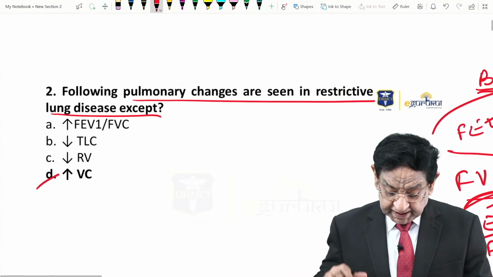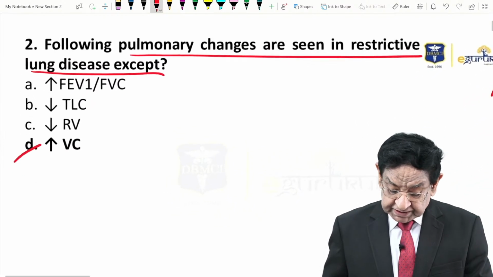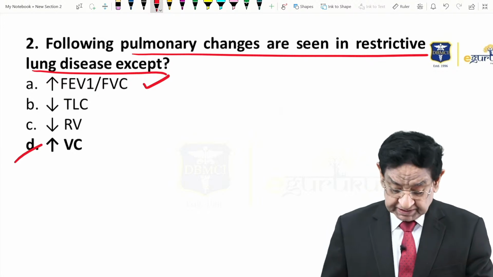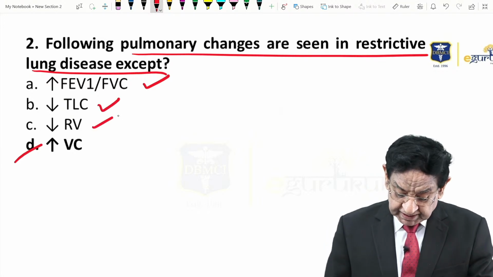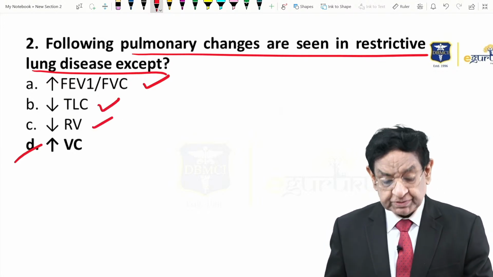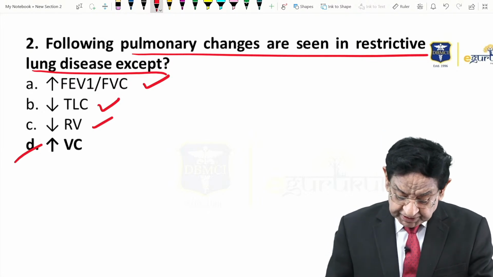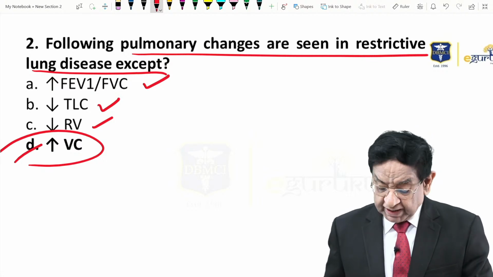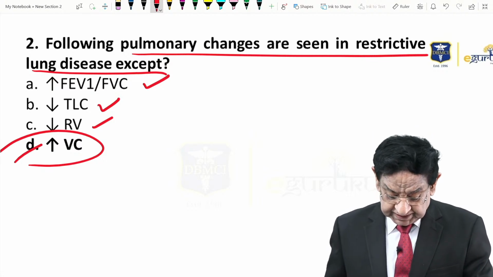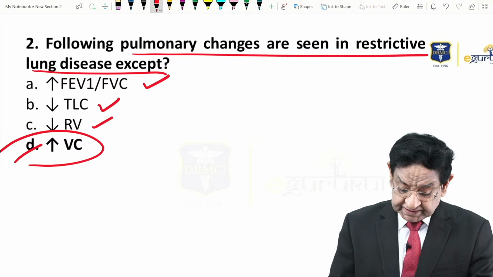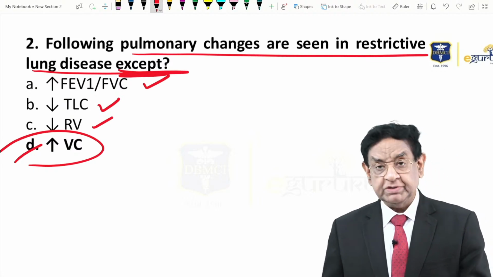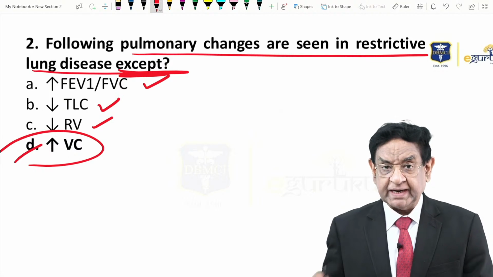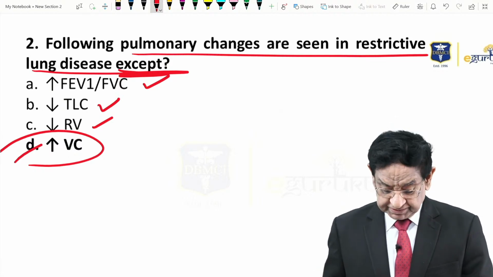With this background, in restrictive airway disease the FEV1/FVC ratio is increased, total lung capacity and residual volume are reduced, and vital capacity is reduced, not increased. So now you are clear why the right answer in this case is D. He says except, so all changes are seen except that vital capacity is reduced markedly, it is not increased.